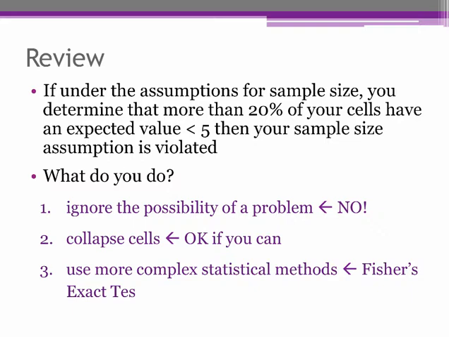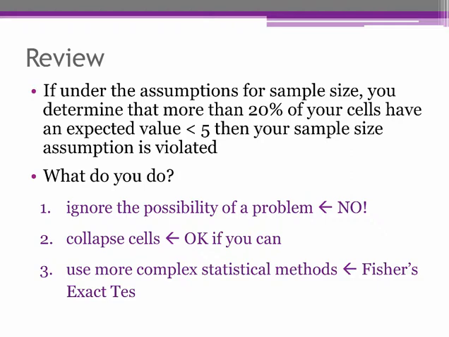Remember, if under the assumptions for sample size, you determine that more than 20% of your cells have an expected value less than 5, then your sample size assumption is violated. This is the rule of thumb. More than 20% of cells have an expected value less than 5, not an observed value, but an expected value.